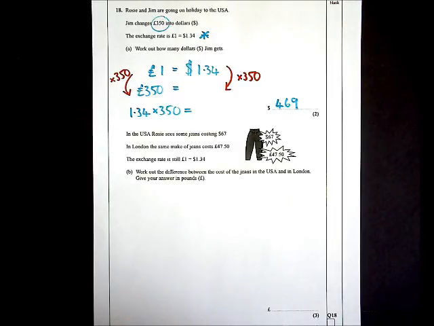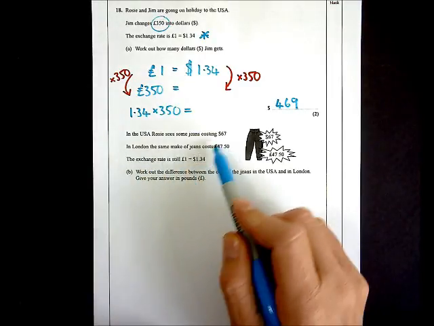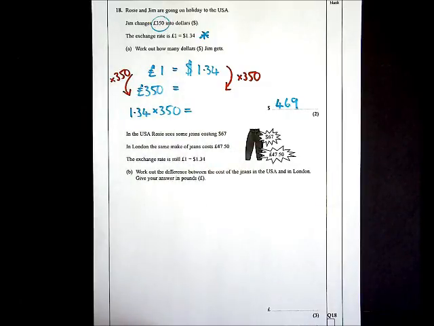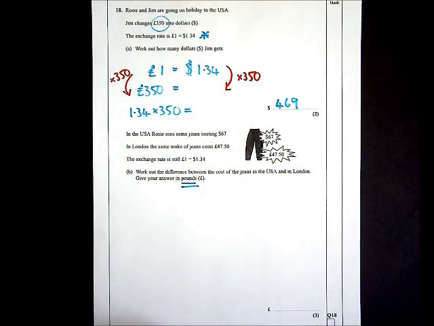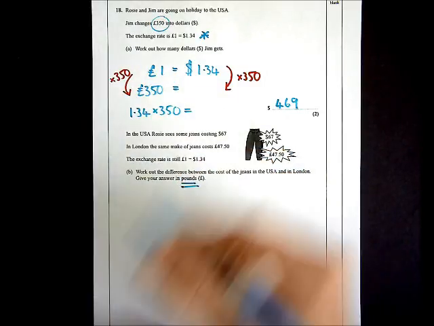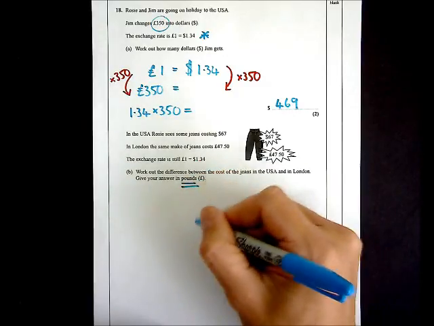In part B, I'm told that Rosie sees some jeans costing $67 in the United States, and in London the same jeans cost £47.50. I'm told that the exchange rate is still £1 equals $1.34, and I'm asked to work out the difference between the cost of the jeans in the US of A and in London, and I'm asked to give my answer in pounds. So what I need to do is change the $67 into pounds.